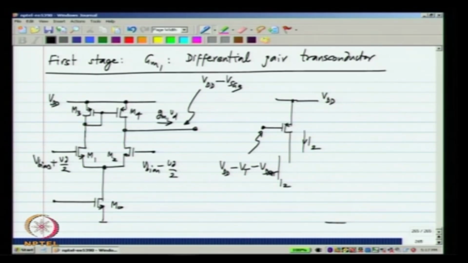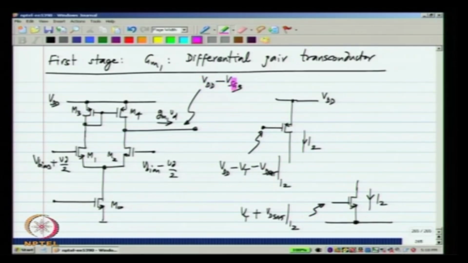Instead, if you had an NMOS transistor, biased at, let us say, the same current I2, the voltage would have to be Vt, the threshold voltage, plus Vd sat at a current of I2. Now, you see that the output voltage of the first stage is a lot more suitable for biasing a PMOS transistor than an NMOS transistor. Okay.